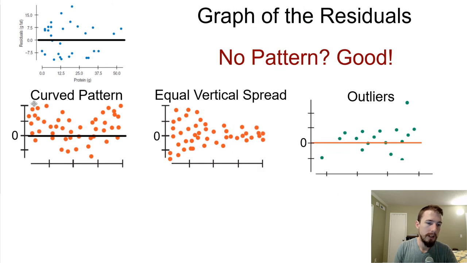Okay. Anytime we have a curved pattern, that means that we were actually fitting a linear model to curved data, and so it went down and it went back up, right? And if we don't have a pattern, it's random, that's good. That means that it was linear and you're good to go.